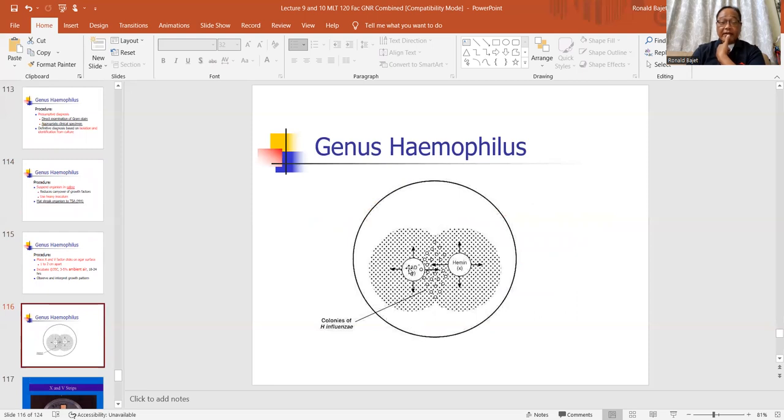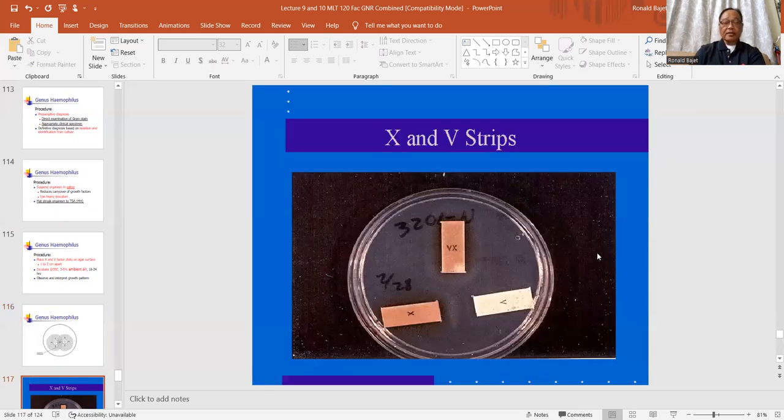This is the V factor and this is the X factor. You'll get zones, and if you see growth only between the X and V, then it's Haemophilus influenzae. If you only see growth around the X, then it's Haemophilus ducreyi. If you see growth around the V, then that is parainfluenzae. Make sure you know which ones based on the X factor requirements. We're going to be doing this in laboratory. I think Daniela has one disc, but I need all three discs to do the tests.